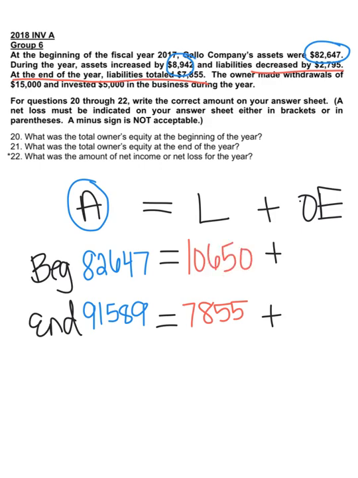Okay, so now we are looking at owner's equity. And since I have two parts of this equation, I can figure out the third part, okay? It's just like algebra. If you're just missing one piece of the equation, you can figure it out, because I know that my total assets has to equal liabilities plus owner's equity together. So you can work backwards by subtracting liabilities from assets to find owner's equity. Let's start with the beginning of the year. So I'm going to subtract my liabilities, 10,650, from my assets, 82,647, and that would give me a total of 71,997.